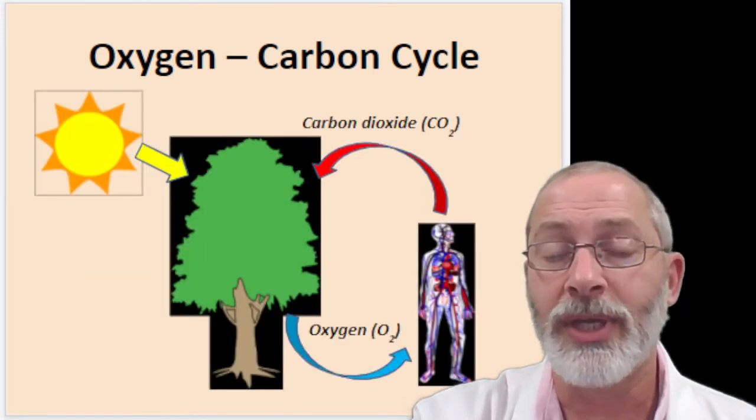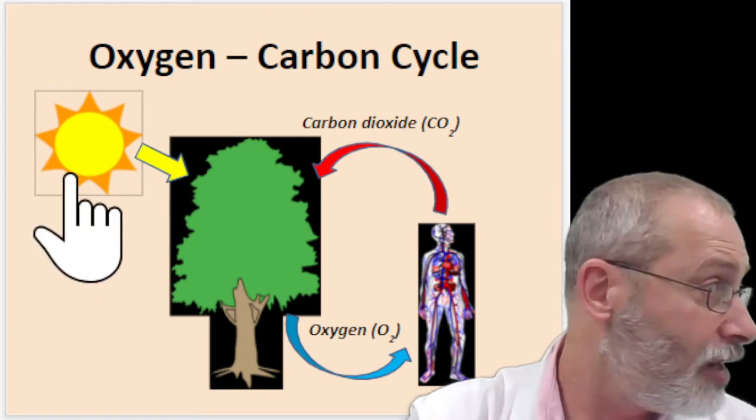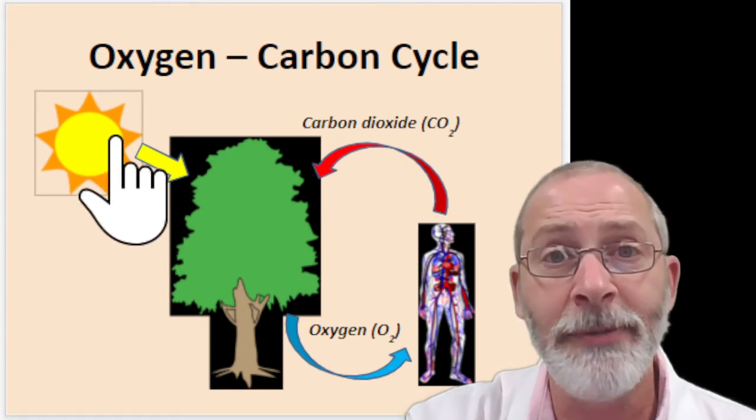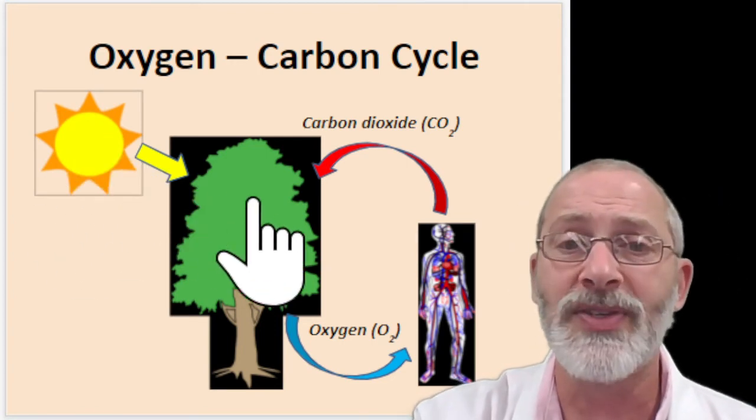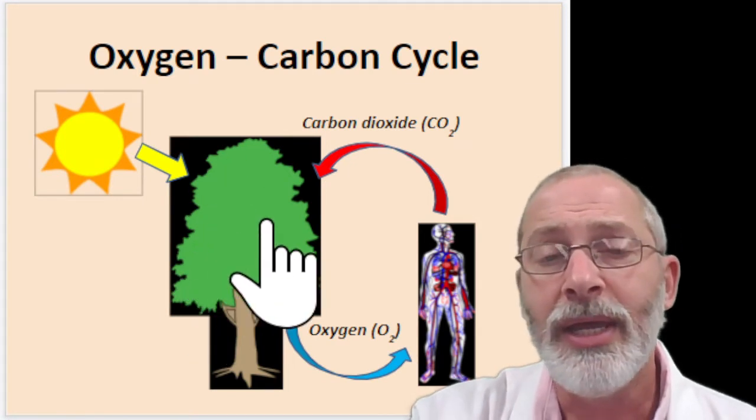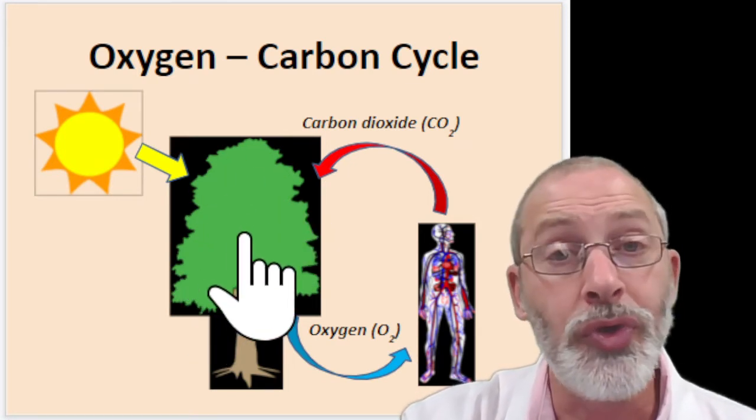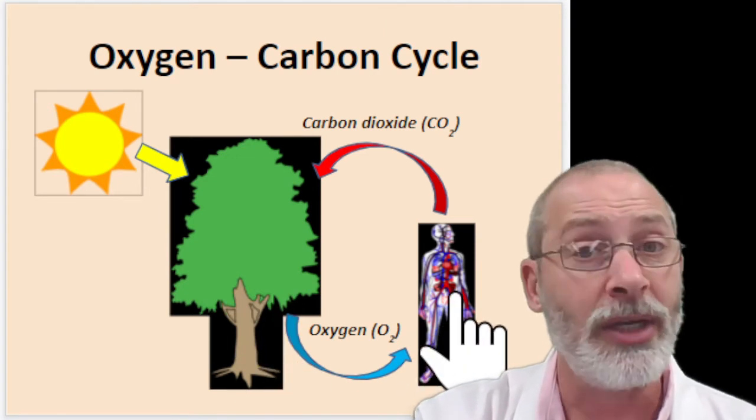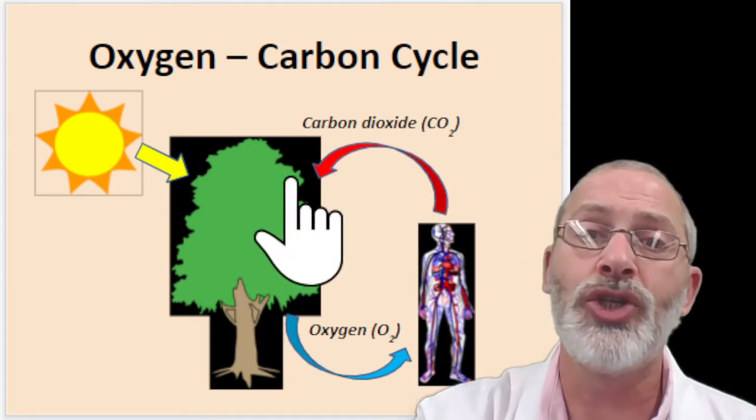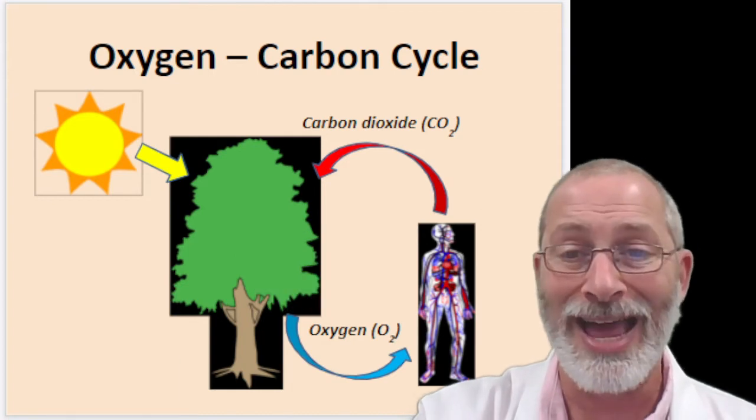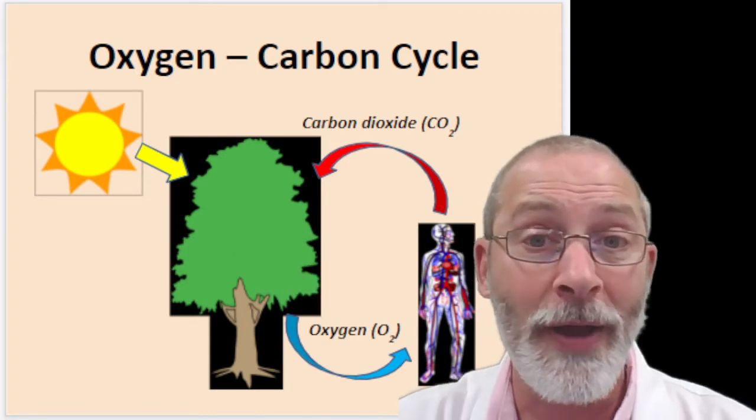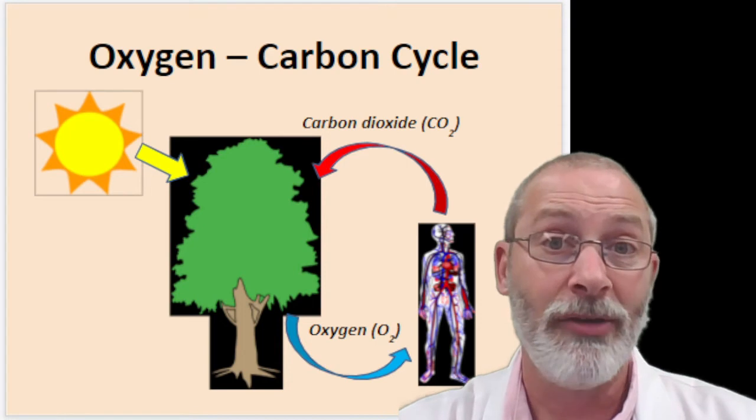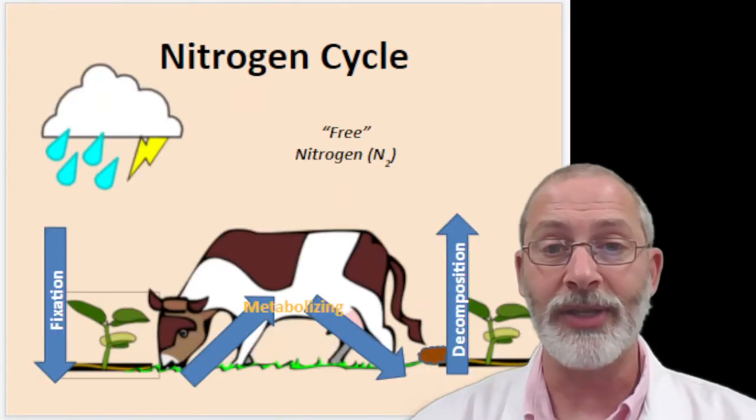All right, so once again, here we have our diagram. We've got the sunshine providing the sunlight required for producers to undergo photosynthesis, producing oxygen, then consumers take that oxygen and produce carbon dioxide. So, what is waste for one is necessary for another. That's what makes it a great cycle.